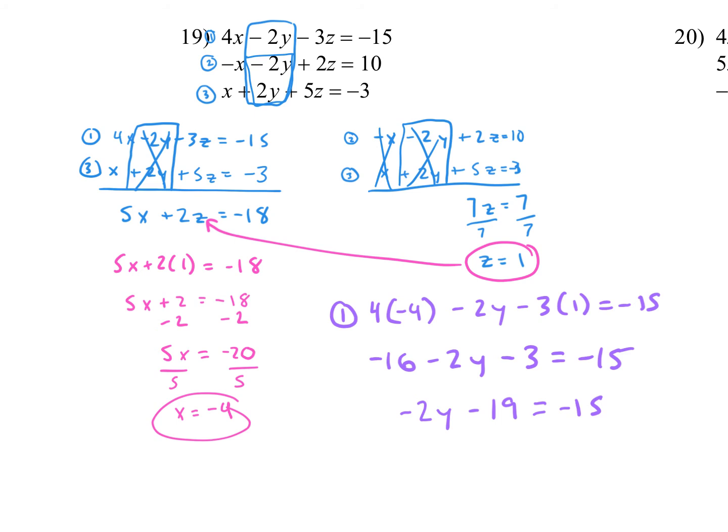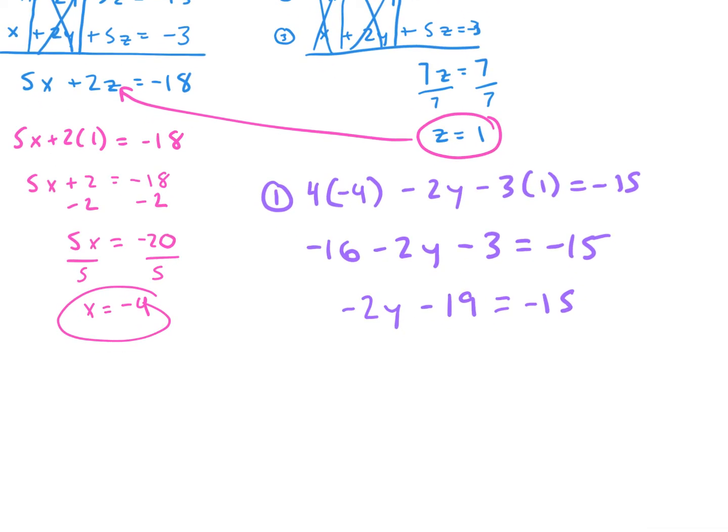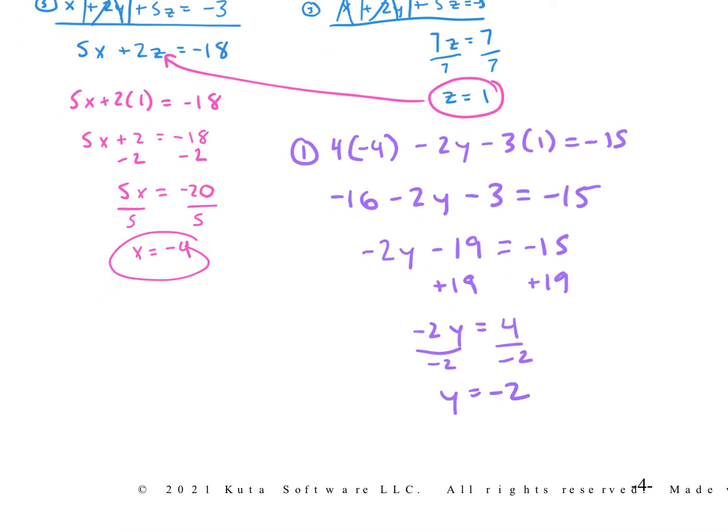Bradley, what should I do next? Awesome, add 19. So negative 2y is equal to, what's negative 15 plus 19? 4. And then what's the last thing I need to do? Divide by negative 2. So what does y equal? Negative 2. How do I write my answer?